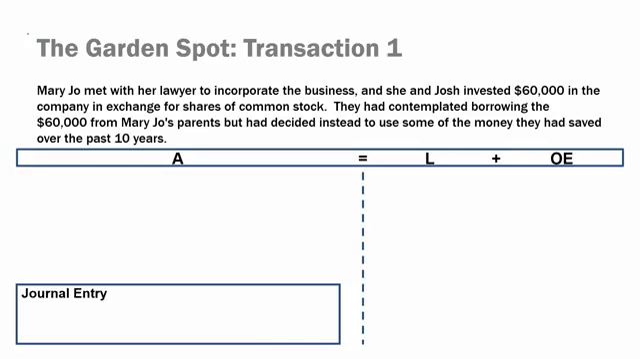With this transaction, the company sees an increase in cash when Mary Jo and Josh invest in the company. So I'm going to record an increase to cash, which is a left side entry or a debit because it's an asset account that's increasing, for $60,000, and a right side entry to an account called capital stock, which is an owner's equity account. It increases by $60,000.